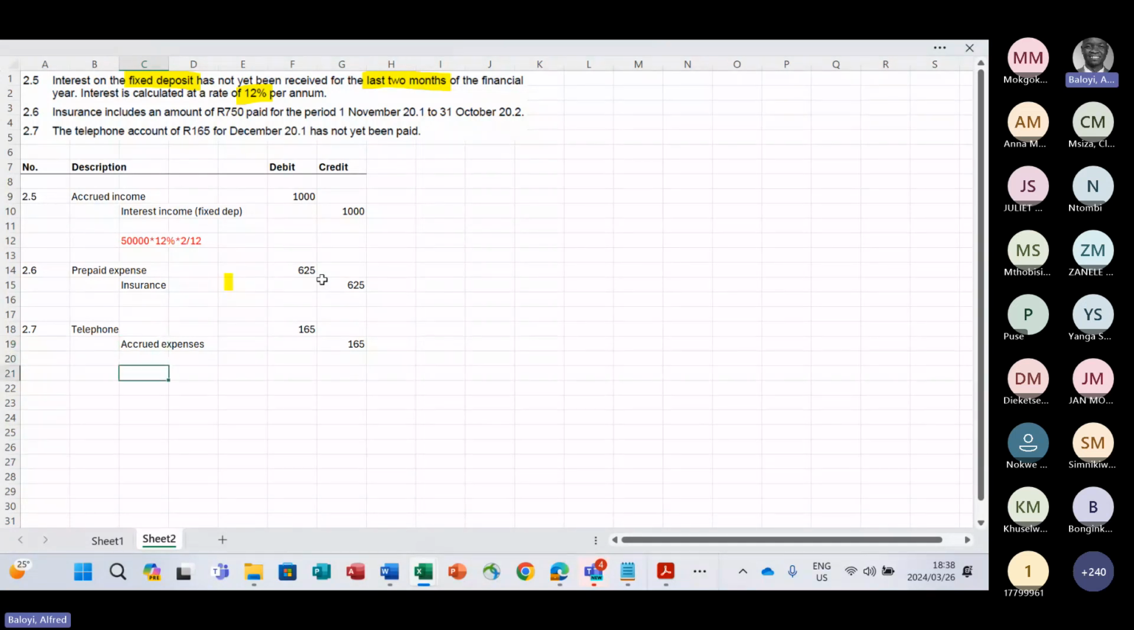And then for these 3 adjustments, do we have any questions?